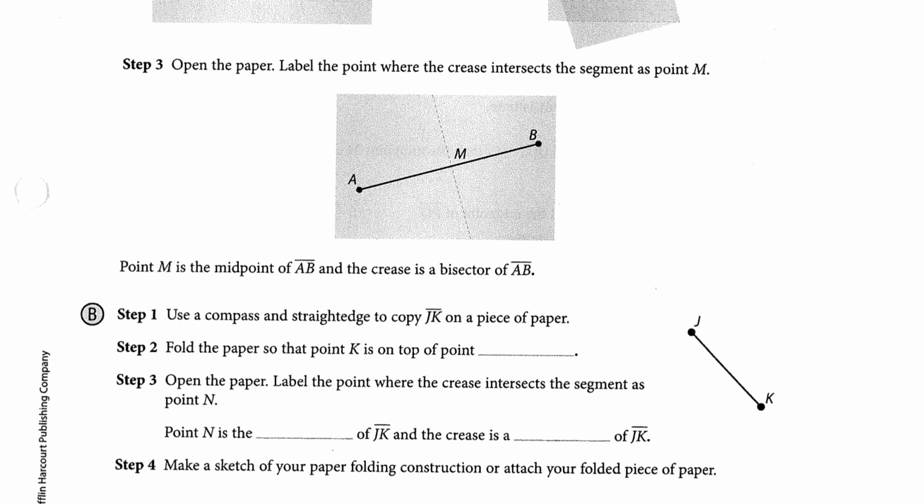If we were to repeat this process with the segment JK, step 1 is to use a compass and straight edge to copy JK onto a piece of paper. Fold the paper so that the point K is on top of the point J. Open the paper, label the point where the crease intersects the segment as point N. Point N is the midpoint of JK, and the crease is a bisector of JK.